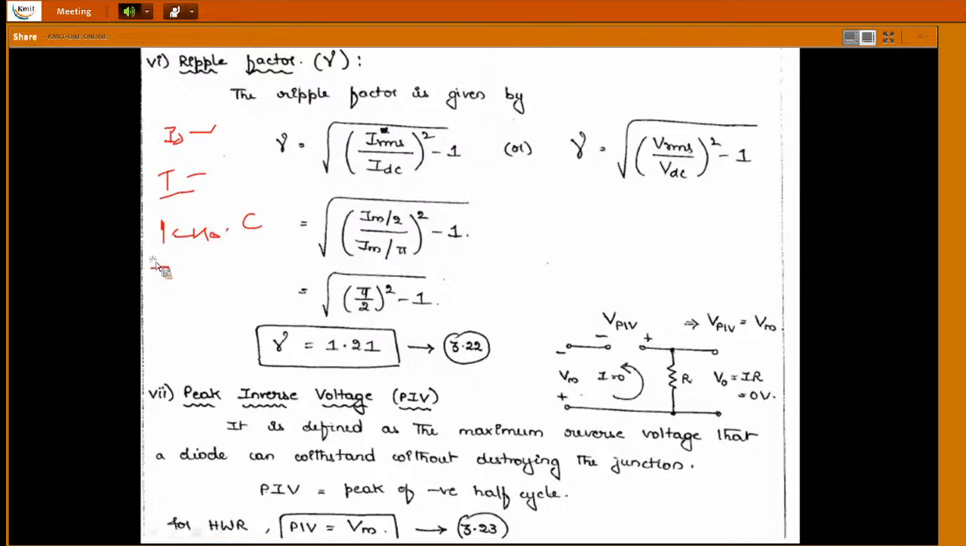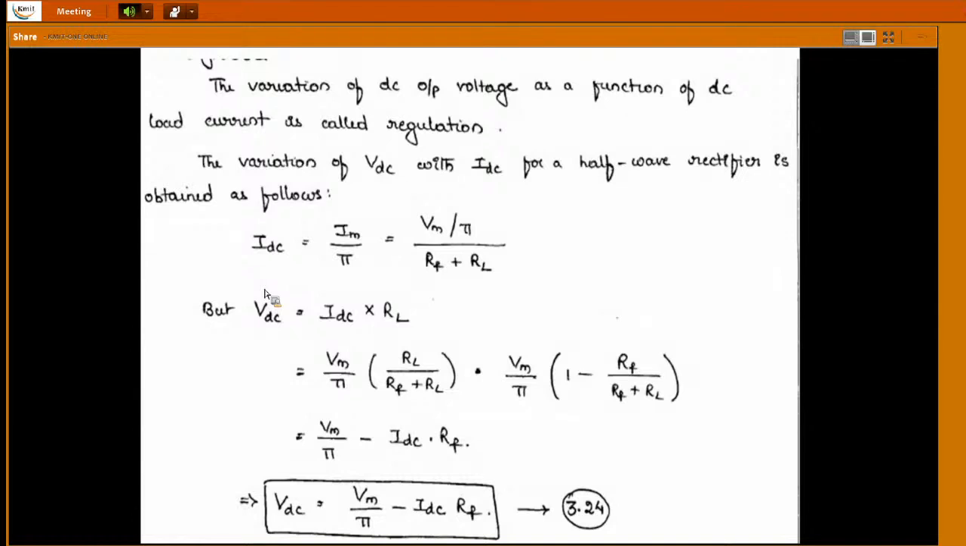Now what is the ripple factor of a half wave rectifier? The ripple factor gamma is equal to 1.21. Now what is the PIV value of a half wave rectifier? The peak inverse voltage of a half wave rectifier is Vm only. So these are the things we discussed till now. And next, two more parameters are there.